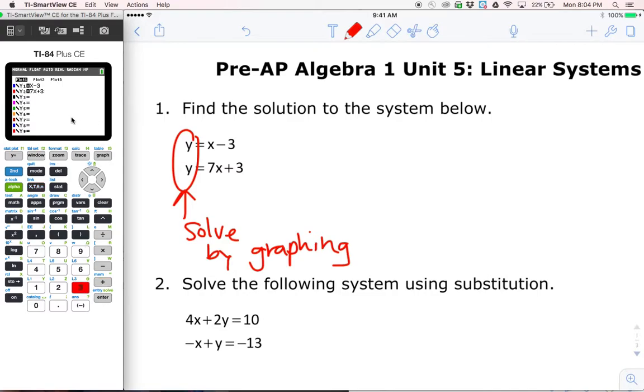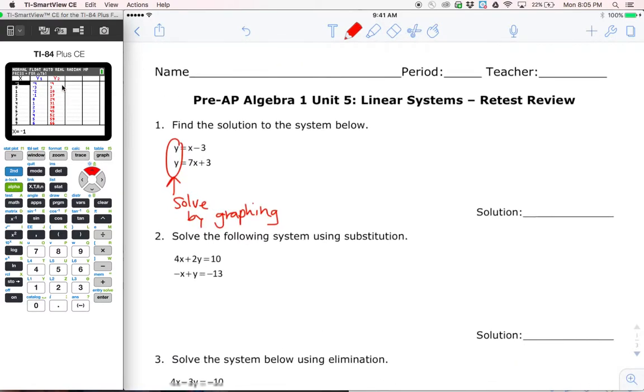And I always like to look at the graph first. Hang on, my plot is on. All right, let's take a look. Okay, we can see the intersection looks like about right here, which to me looks like -1, -4. I always would check the table, so second graph, and just make sure. So -1, yeah, that's it, right? Because our y values are matching. Okay, so our solution for this one is simply found by graphing, and we got -1, -4.